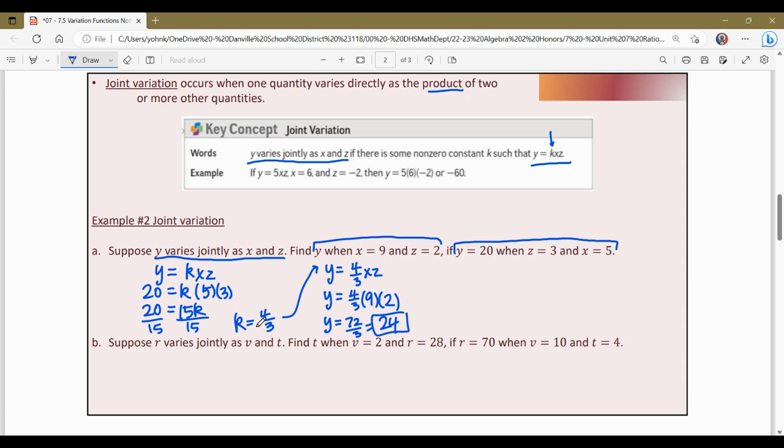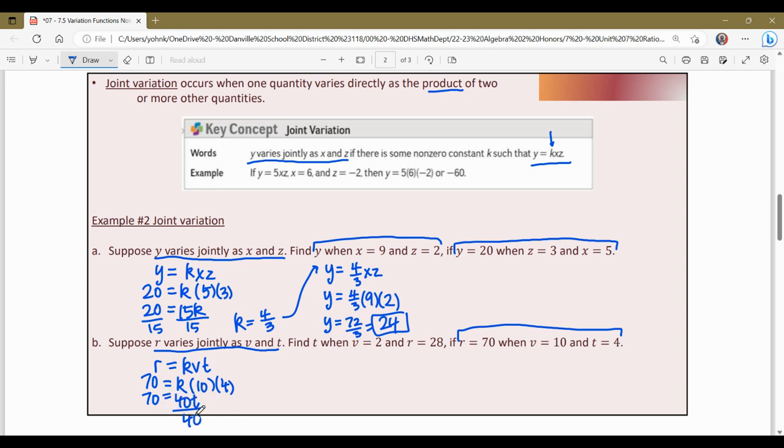All right, let's do the next one. Suppose r varies jointly as v and t. So r equals kvt. Find t when v equals 2 and r equals 28, if r equals 40 when v equals 10 and t equals 4. So we're going to use the last bit to write our equation. R is 40 equals k, my v is 10, and my t is 4. So we simplify the right, 40 equals 40k.